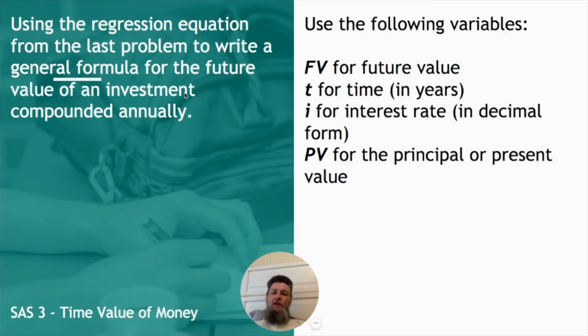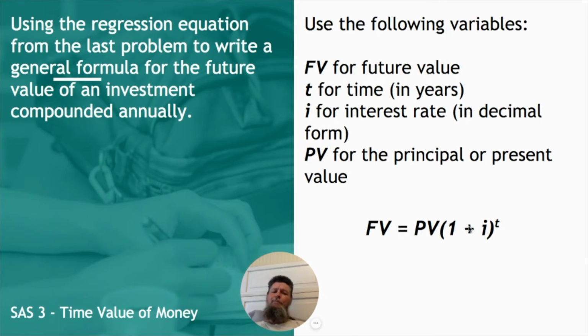Use the regression equation from the last problem to write a general formula for the future value of an investment compounded annually. We're going to use the following variables: FV for future value, T for time in years, I for interest rate in decimal form, and PV for the principal or the present value of the account. All right? So notice it looks like this. The future value equals the present value times 1 plus the interest rate, raised to the T.